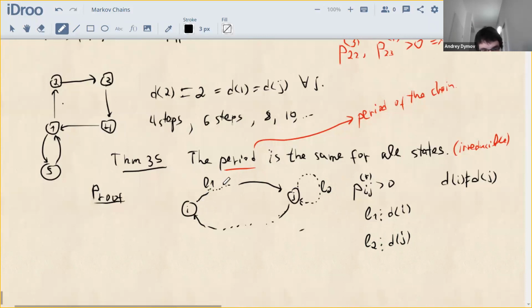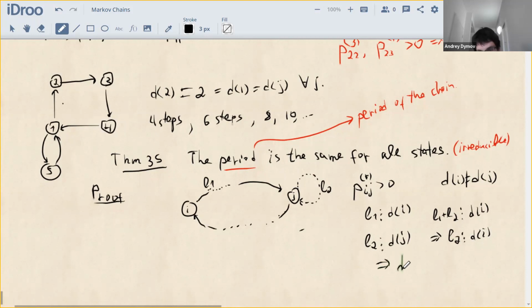But look, the passage like this is also a passage from I to I. It means that L1 plus L2 is also divisible by d of I. Since L1 is divisible by d of I, it means that L2 is divisible as well by d of I, right? But since d of J was the greatest common divisor for all loops, and this holds, I can repeat this argument for any loop which starts in J and finishes in J.